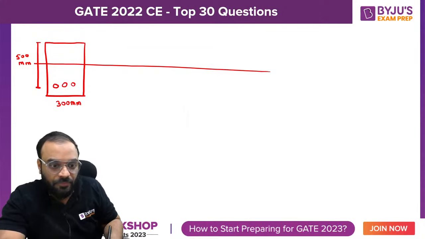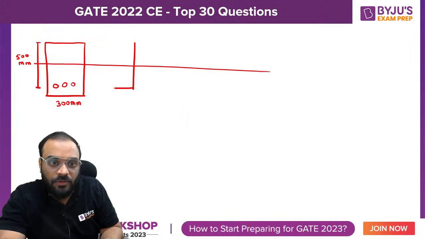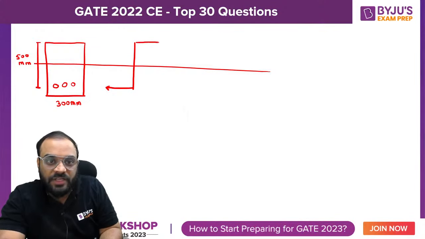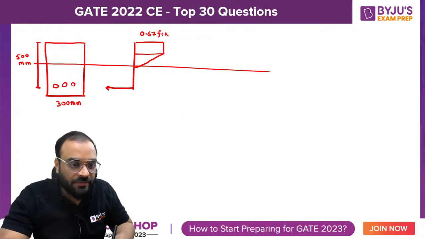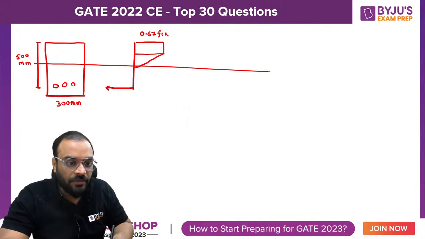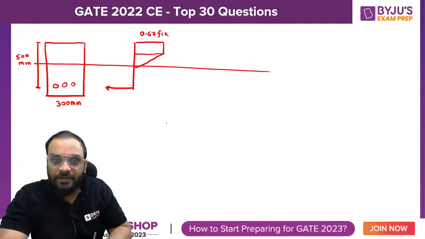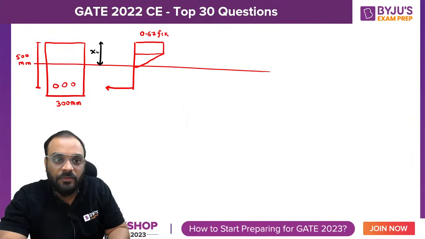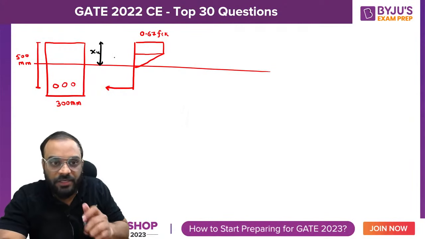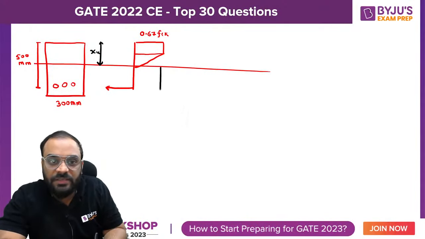Stress block diagram. So this is our stress block diagram, right? This value is already known to us, 0.67 fck. Correct? And this is basically Xu. And this one is how much? This one is d minus Xu.